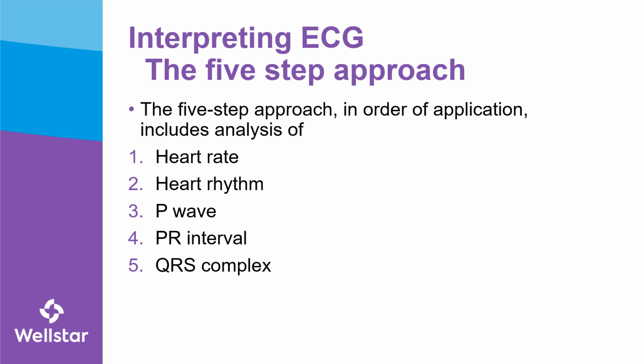Step 4 is the PR interval. How long is that? This goes back to the P wave. And in some instances, you won't have a P wave, so you will not be able to interpret the size of that PR interval. And number 5, the QRS complex. Is it wide? Is it narrow? Is it there? Does it look just like the other QRS complexes? These are all different things that you're going to be asking yourself while figuring out the five-step approach.